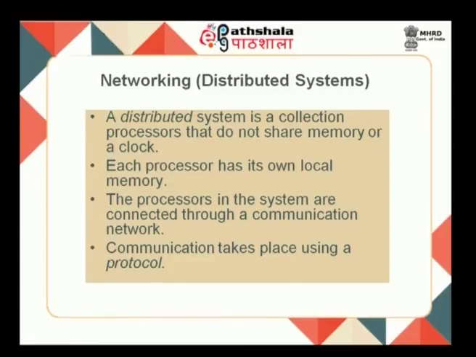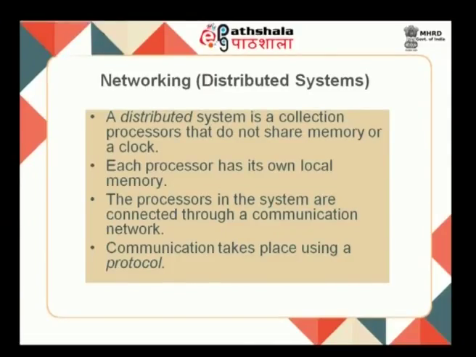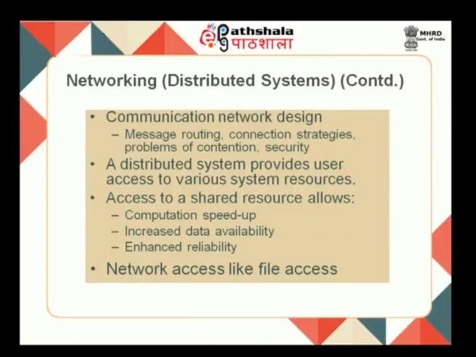And then we have networking. All the other features that we have seen till now are with respect to operating systems specific to a standalone machine. But when we have a number of machines connected together in a distributed environment, the networking concept comes into the picture. A distributed system is nothing but a number of processors which do not share memory or a clock. Each processor has its own local memory, and the processors are connected together using some communication network, and the communication takes place using a protocol.